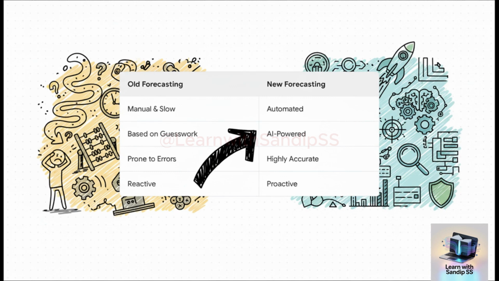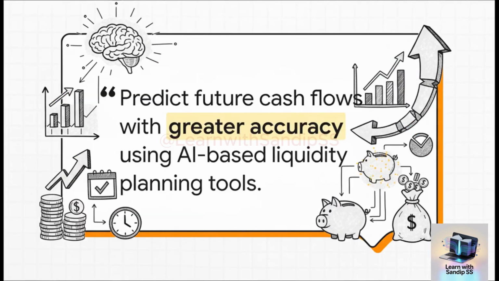And I mean, just look at the massive leap forward we're talking about here. We are leaving behind that old world of forecasting, you know, the one that was slow, manual, and usually based on a whole lot of guesswork. We're stepping into a new era where forecasts are automated, they're powered by AI, and because of that, they're incredibly accurate and proactive.